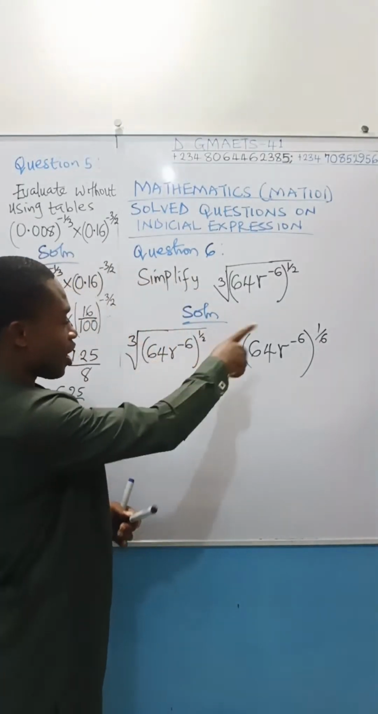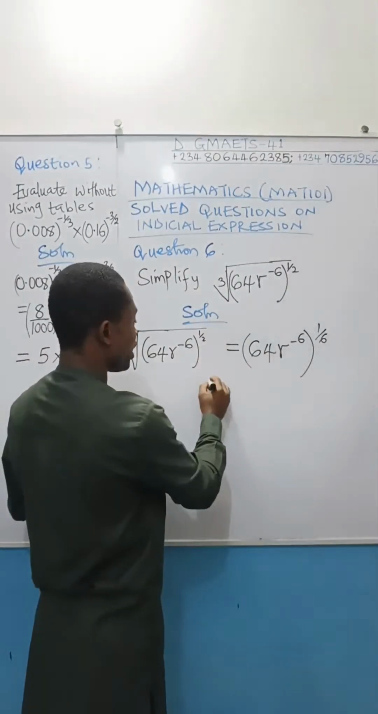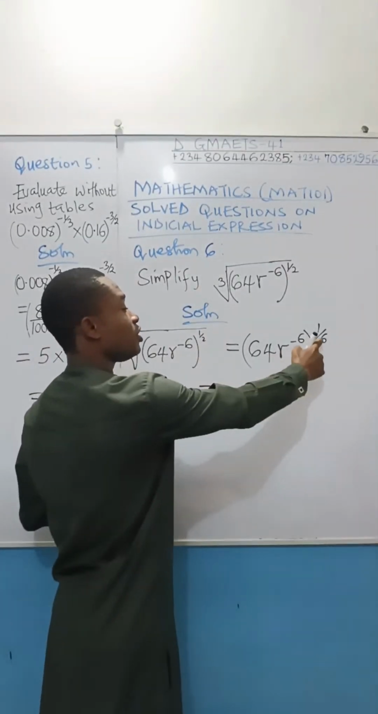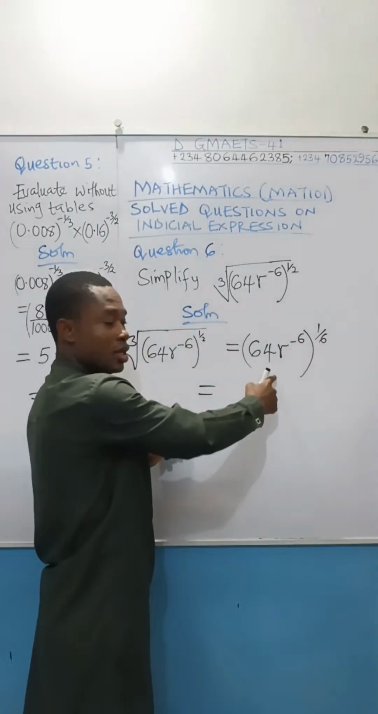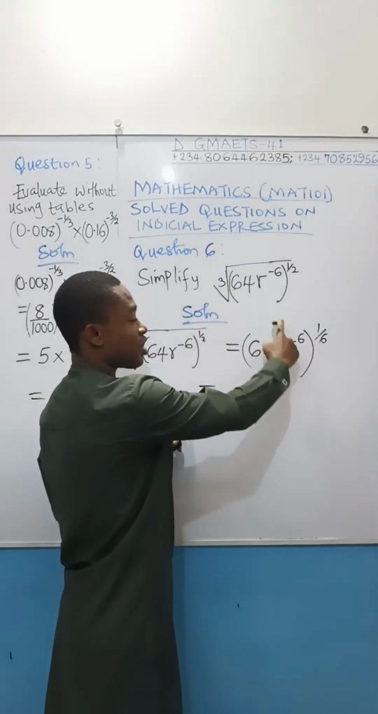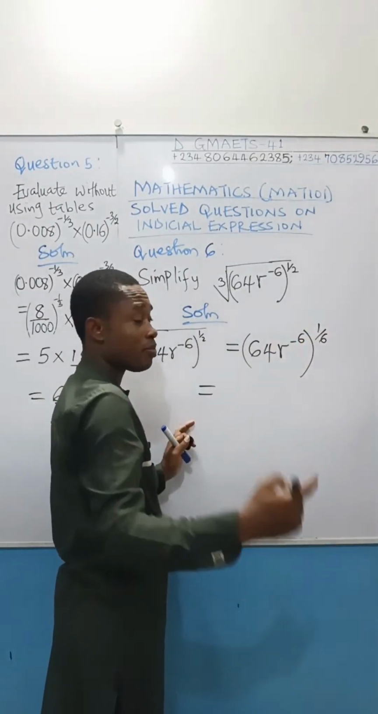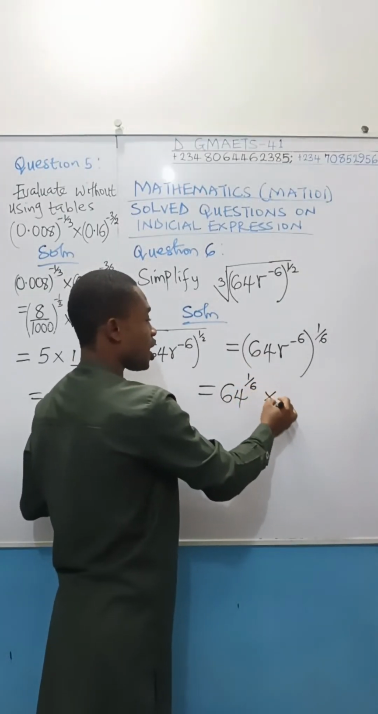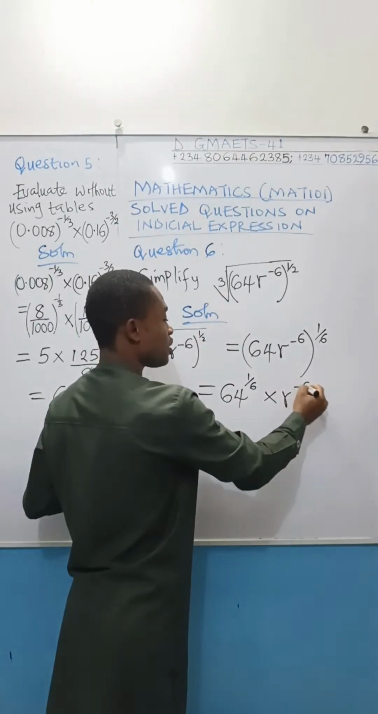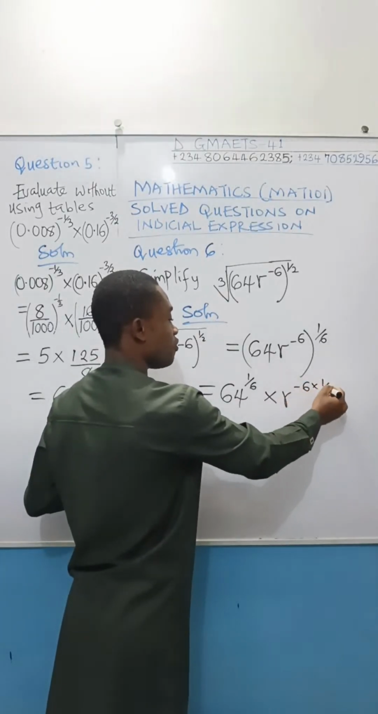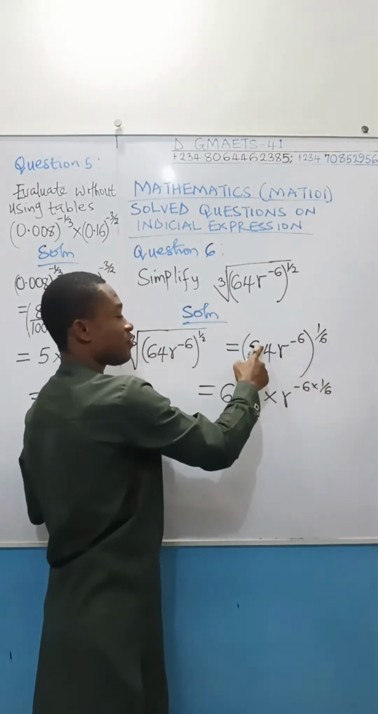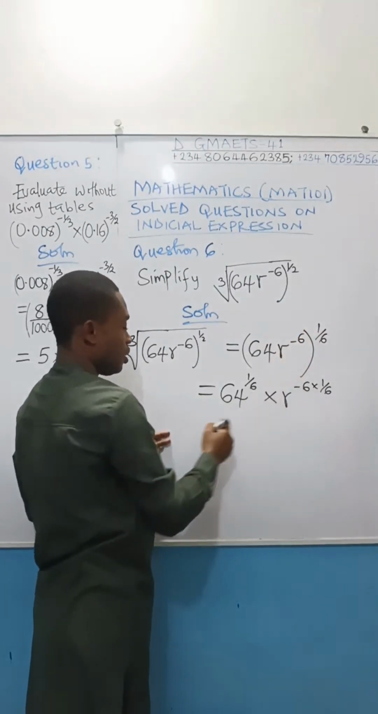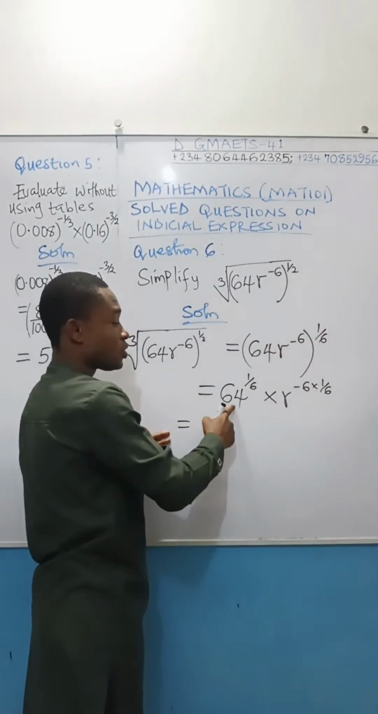Let us move on. I've said this already, what you have to do. And then this is equal to, let us distribute this power to these guys. This is 64 times r raised to power minus 6, everything raised to power 1 over 6. Applying power law of indices, this is 64 to the power of 1 over 6 times r to the power of minus 6, then raised to the power of 1 over 6. Of course, the power will affect this, the power will affect this. And then we now have this to be equal to 64.